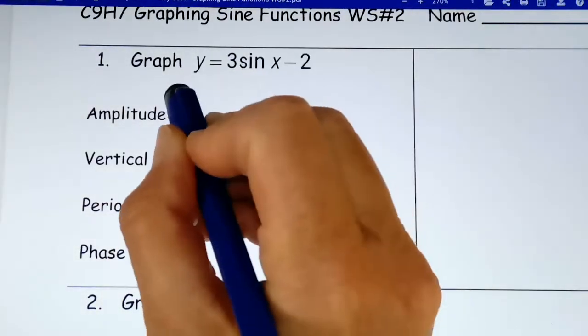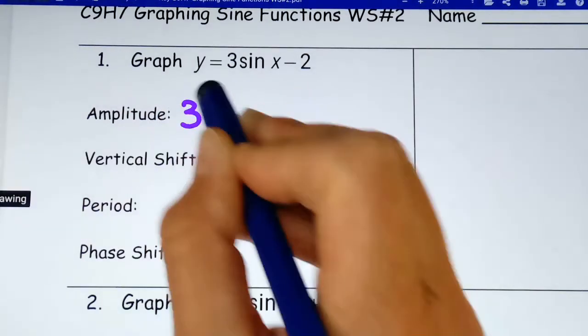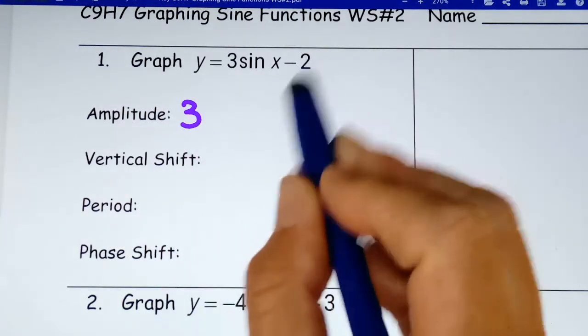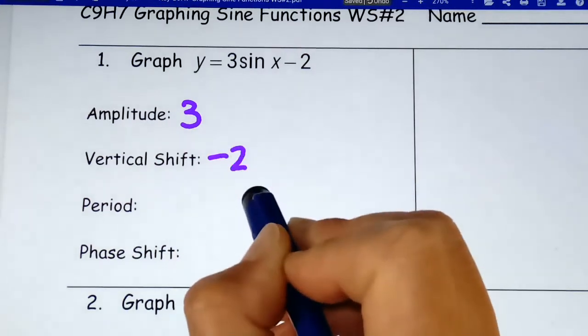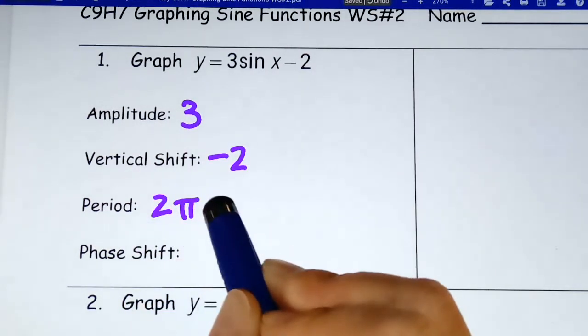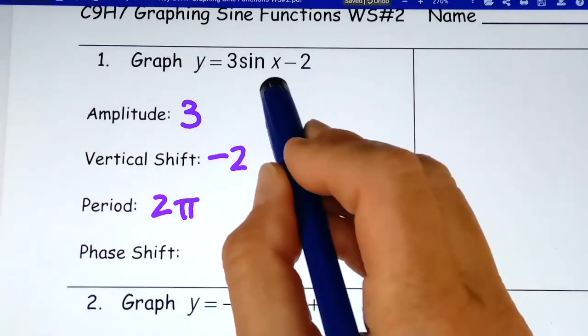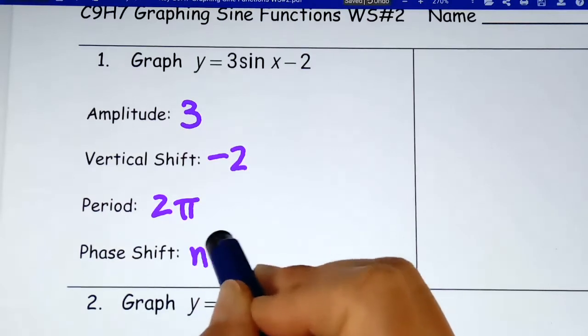My amplitude is 3. My vertical shift is minus 2. The period is 2 pi. That's what it normally is. The phase shift is none because nothing's happening here with that x.